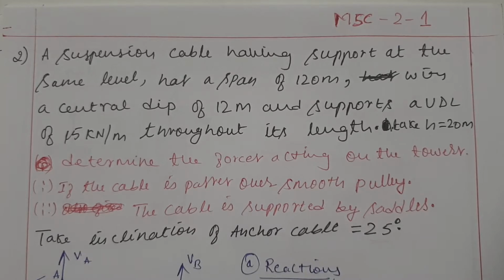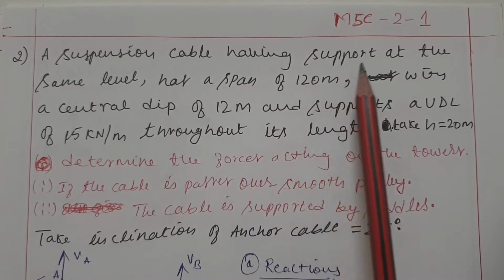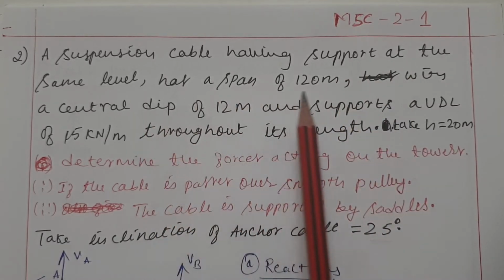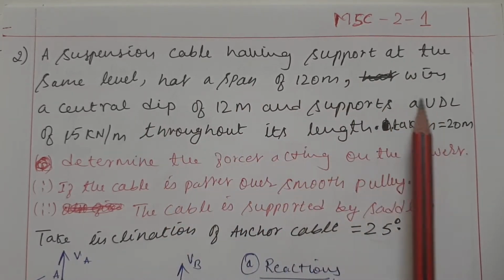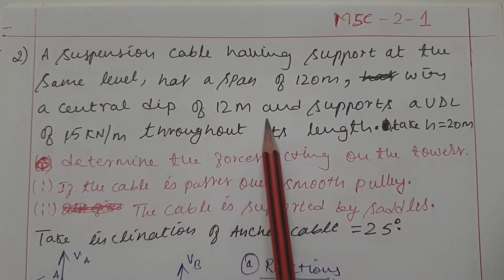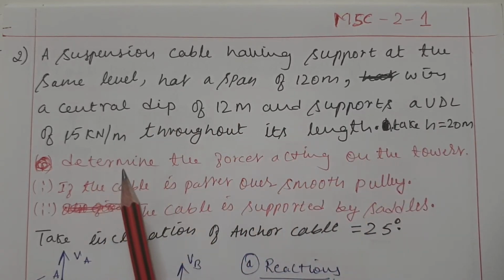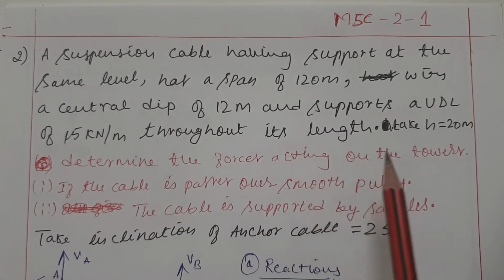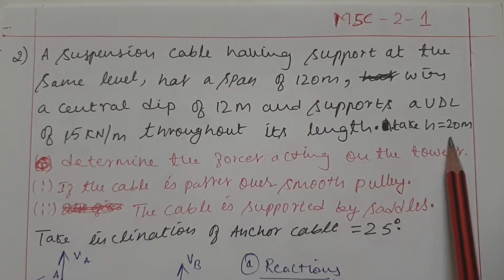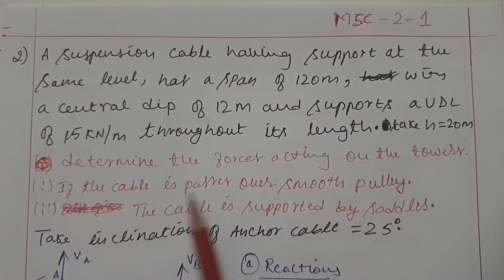The content that is given is the same, but here you have to determine something, which I will tell you. A suspension cable having supports at the same level has a span of 120 meter with a central dip of 12 meter and supports a UDL of 50 kilonewton per meter throughout its length. Take the height of the tower as 20 meter. Determine the forces acting in the tower by considering two conditions.